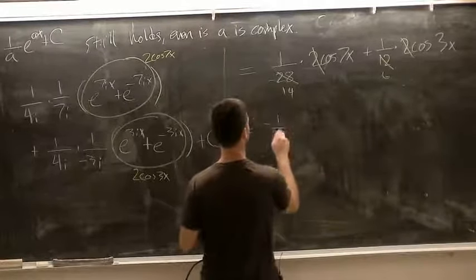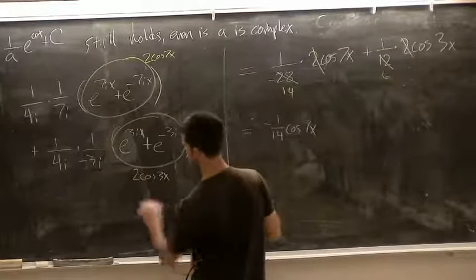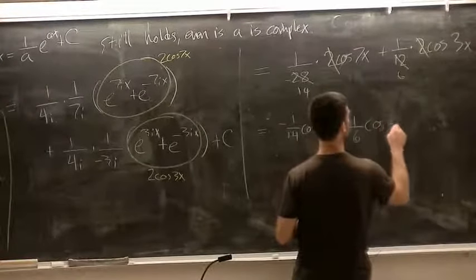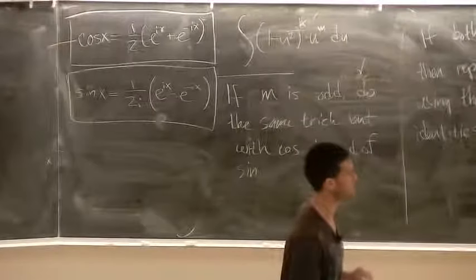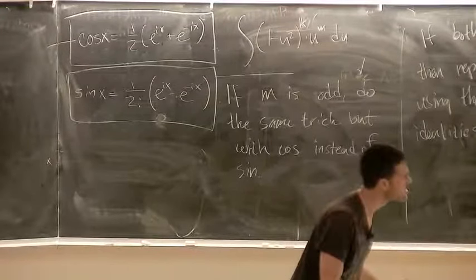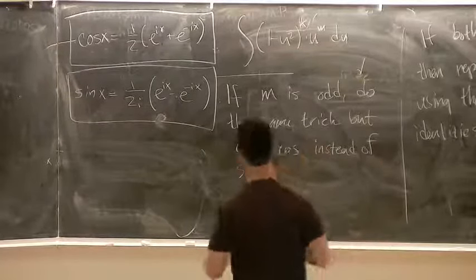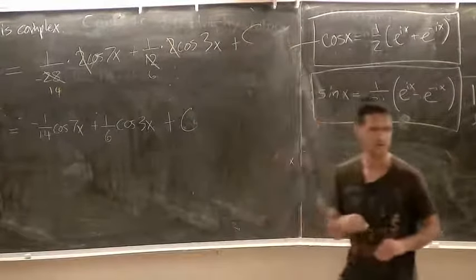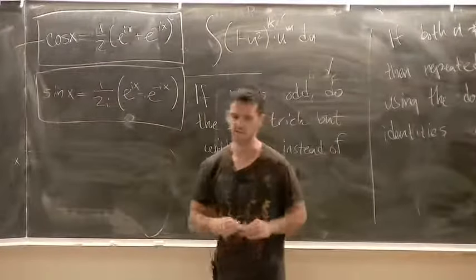So I'll get negative 1 over 14 cos 7x. Am I missing a minus sign? No. Minus, yeah, plus. I feel like I'm missing a minus sign somewhere. Am I? It's a minus. Yeah. Oh, yeah, okay, it looks good. Plus c. Okay, so yeah, that demonstrates our new method of solving integrals using complex exponentials.